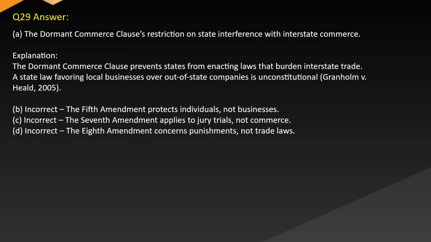Answer A. The Dormant Commerce Clause's restriction on state interference with interstate commerce. Explanation. The Dormant Commerce Clause prevents states from enacting laws that burden interstate trade. State law favoring local businesses over out-of-state companies is unconstitutional. Granholm v. Heald, 2005. B. Incorrect. The Fifth Amendment protects individuals, not businesses. C. Incorrect. The Seventh Amendment applies to jury trials, not commerce. D. Incorrect. The Eighth Amendment concerns punishments, not trade laws.